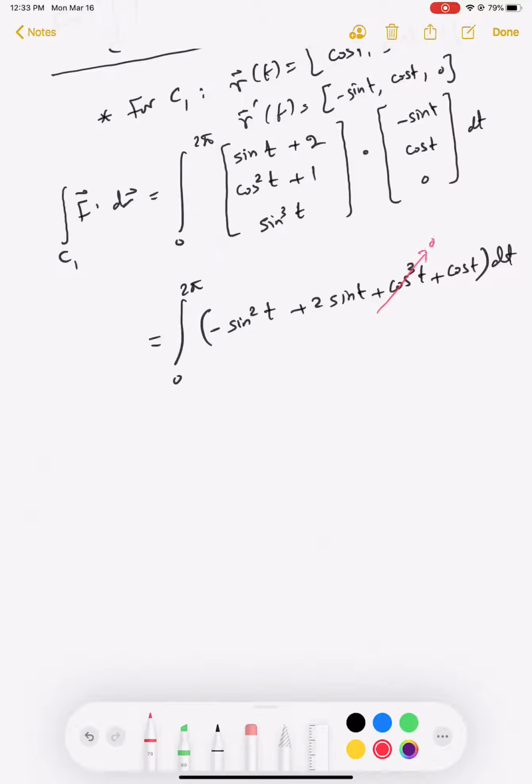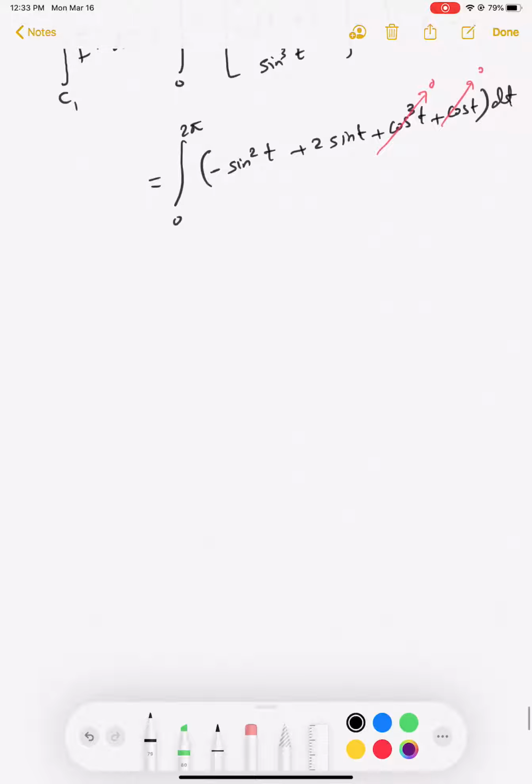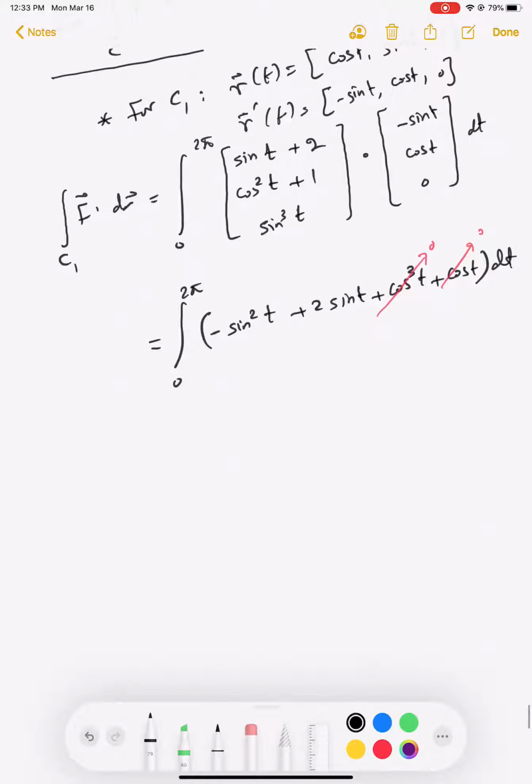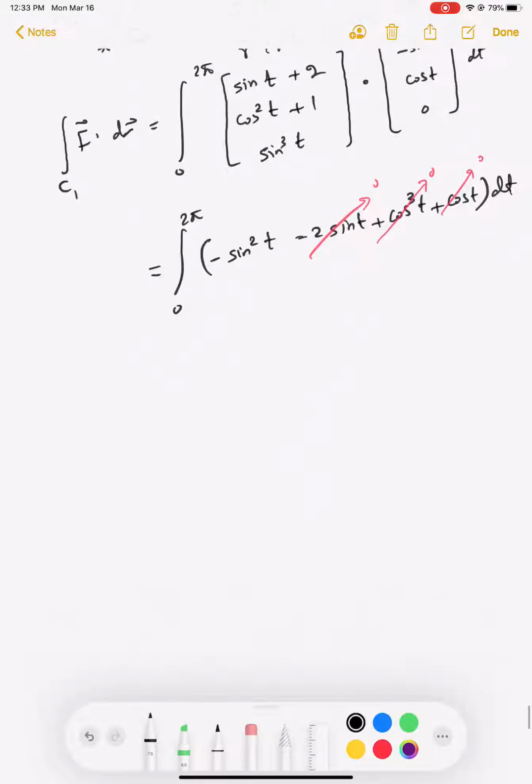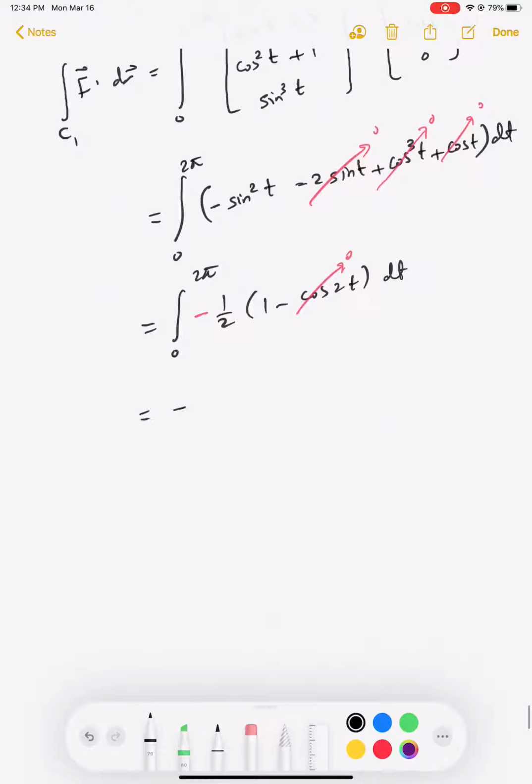Now the nice thing is this is 0, this is 0. If you integrate it from 0 to 2 pi, they will be 0. But by the way, this is minus 2 sine t, and also the sine gives you 0. So now what's left? We're just having the integral from 0 to 2 pi of minus sine squared t, and this can be done easily using the half angle formula. Again, cosine 2t will give you 0, and this is the minus, and what's the answer? This is just minus pi.